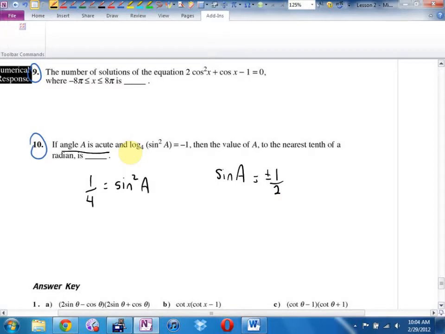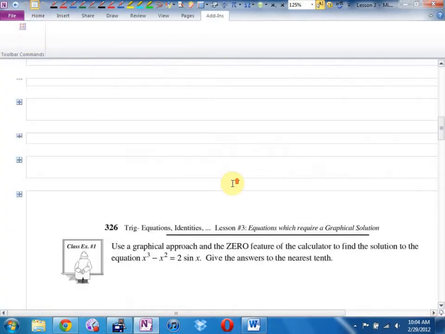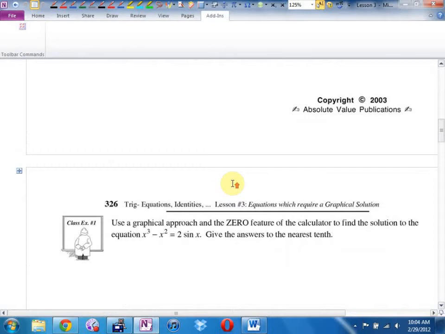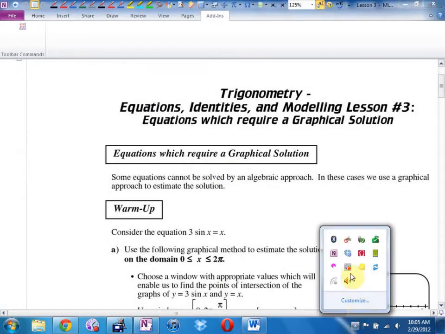Any others? Then turn to lesson 3. Lesson the third. Page 329, I believe it is, if I've got my bearings correct. No, 325. And you absolutely have to have a graphing calculator this lesson.